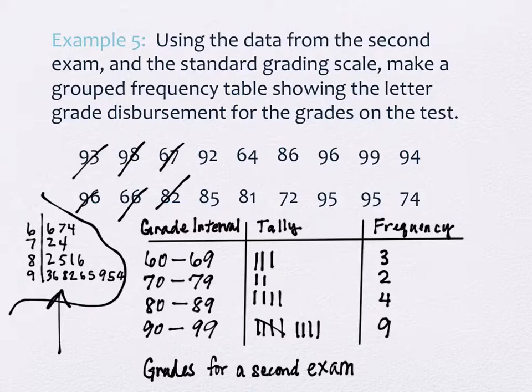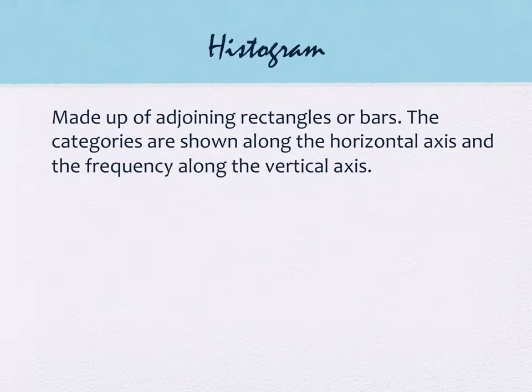All right, because we've created these intervals, it lends itself very nicely into talking about histograms. Histograms are made up of adjoining rectangles or bars where the categories are shown along the horizontal axis and the frequency is along the vertical axis. Now, there's a key word here, and I would encourage you to underline it. What do you think adjoining means?